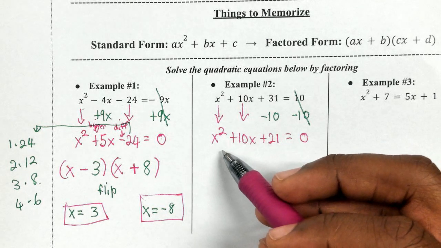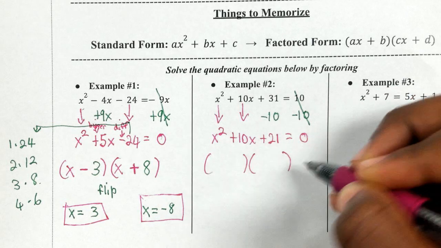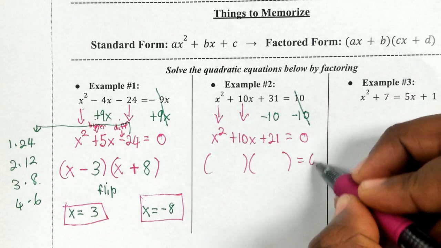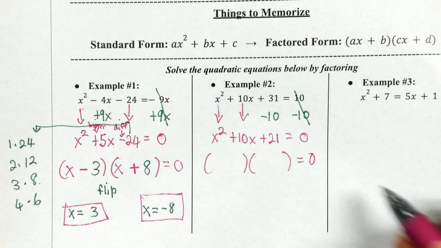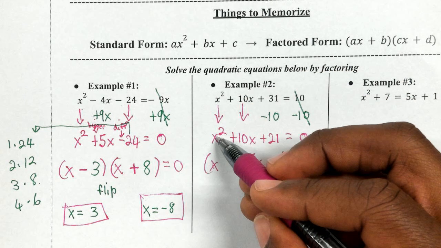We're going to now put it into factored form, which is 2 pairs of parentheses. So what we're going to do now, guys, is put our x's inside because x times x gives us x squared.